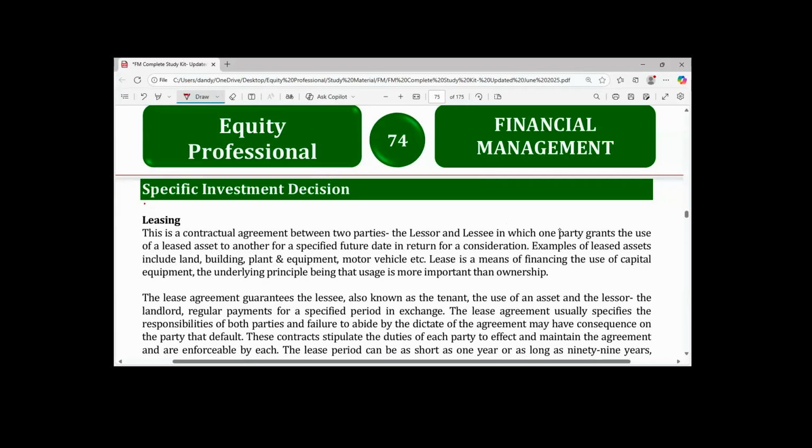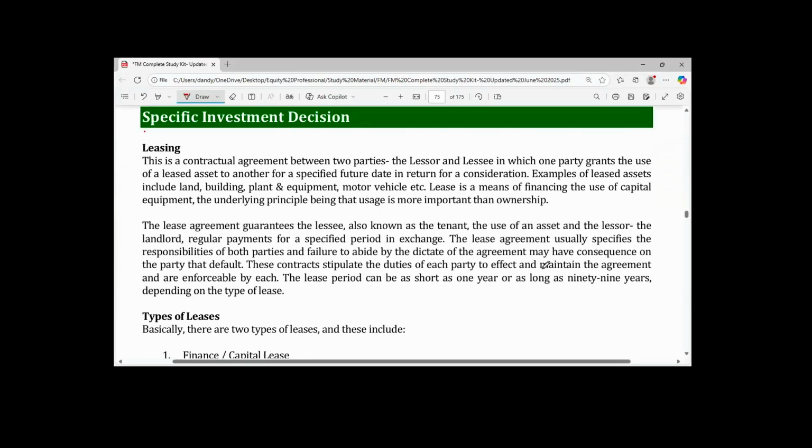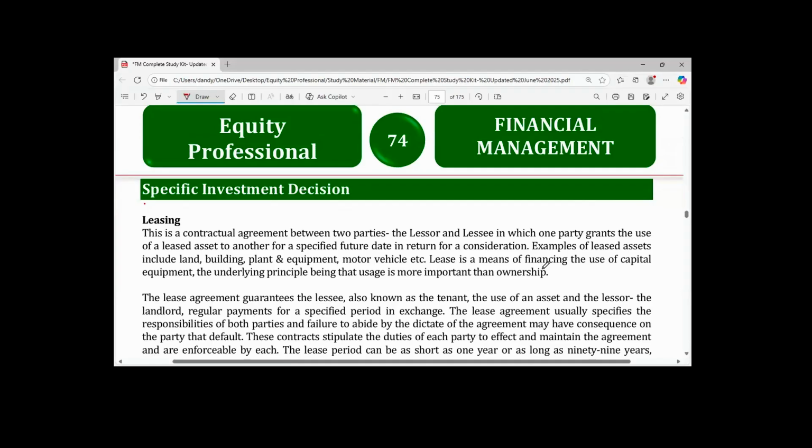What do you mean by lease? What is lease? I don't want to dwell too much on all this, but let me just give a brief explanation of what lease and hire purchase are, so that you have an understanding of where we are going.